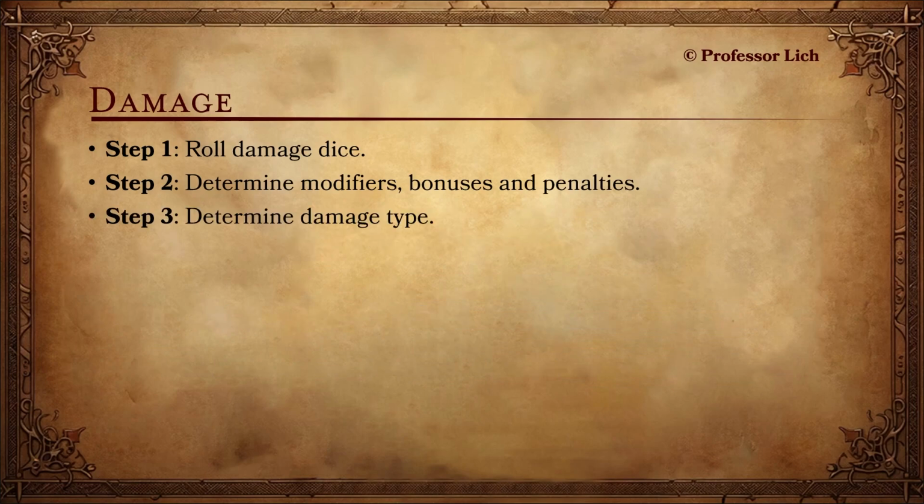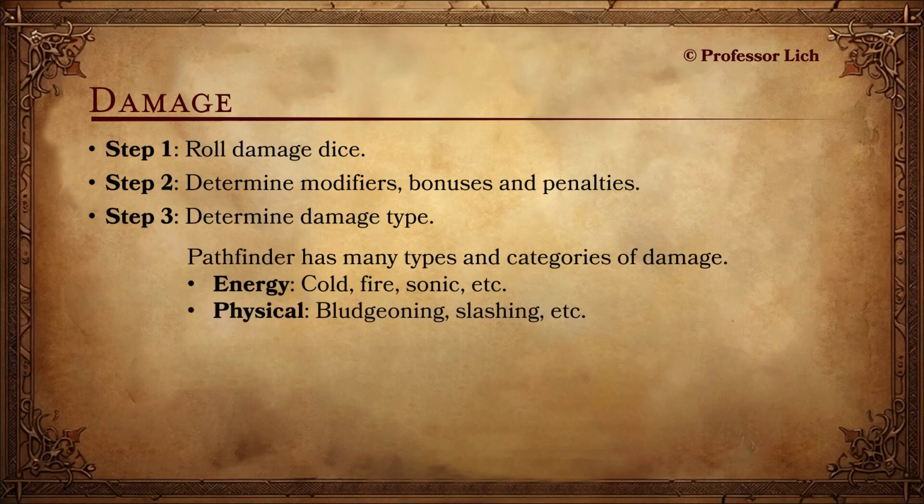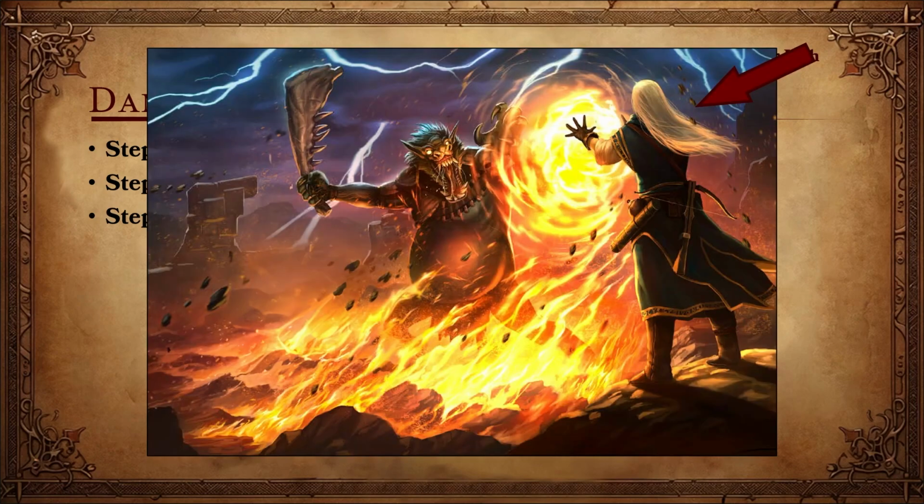Then we are at step 3, determine damage type. So Pathfinder has many types and categories of damage. For example, energy damage often comes from spells or magical effects. Physical damage comes from physical attacks, and so on and so on. You have precision damage, spirit damage, poison. For example, if you're casting a fire spell, you are administering energy damage to your enemy. More specifically, you're doing fire damage.